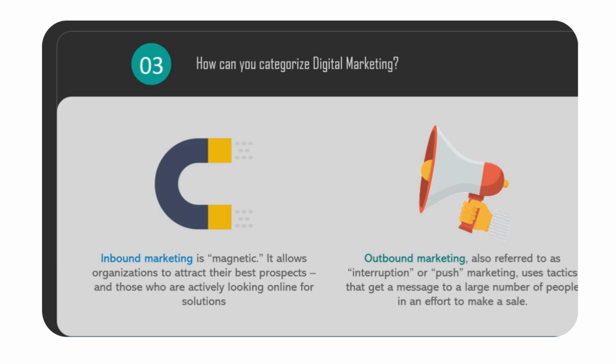Natural habitats or some examples of this would be the blogs, social media posts, search, influencer marketing, opt-in emails, and so on. Now, outbound marketing is also referred to as the interruption or the push marketing, which uses tactics that get a message to a lot of people in an effort to make a sale. Okay, so this is like you're pushing your content so that people would know about it and people would get to know about your organization as well. And this pushes regardless of the user's interest.